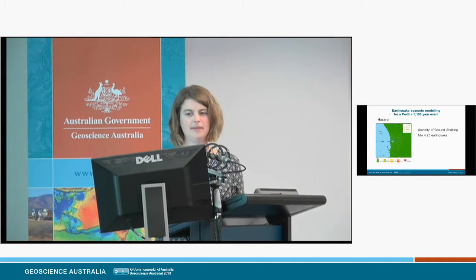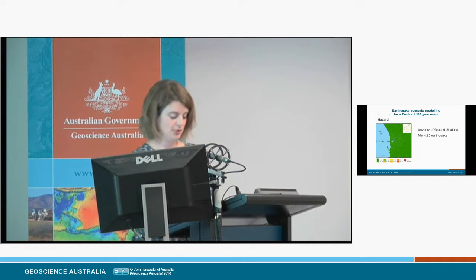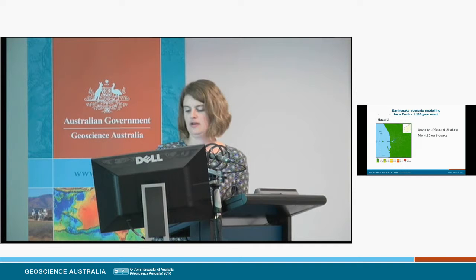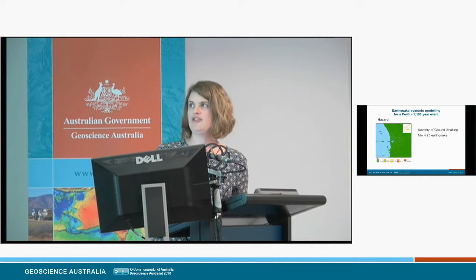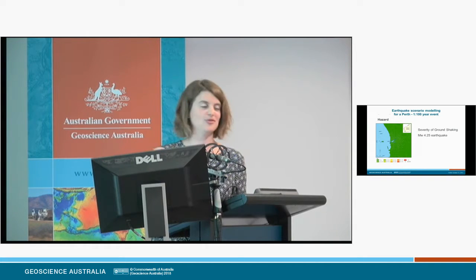And here are some earthquake scenario models that are created. I'm going to show a series of three slides here that show different earthquake scenarios for three events for the Perth area. This is a map showing the severity of ground shaking for a magnitude 4.2 earthquake that is modelled off Rottnest Island.